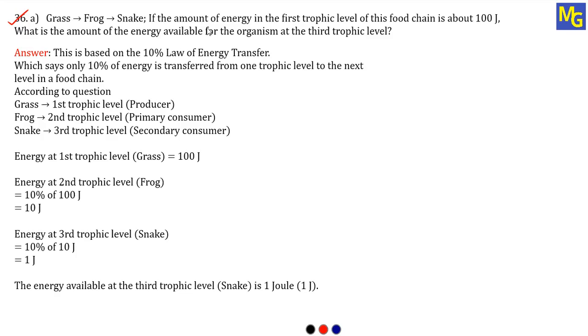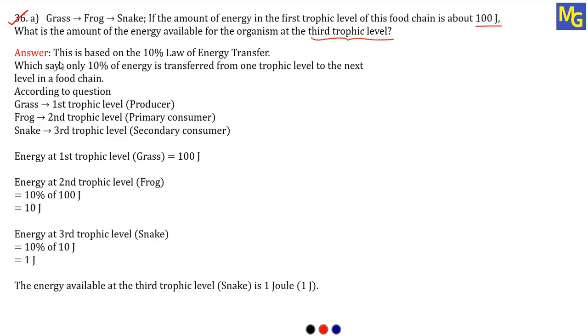If the amount of energy in the first trophic level of this food chain is 100 joules, so the energy present in the first trophic level, that is in grass, is 100 joules. What is the amount of energy available for the organism at the third trophic level? So here we have to use the 10% law of transfer of energy. Whenever energy is transferred from one trophic level to the next, only 10% of the energy is transferred. By using that law, we have to answer this question.